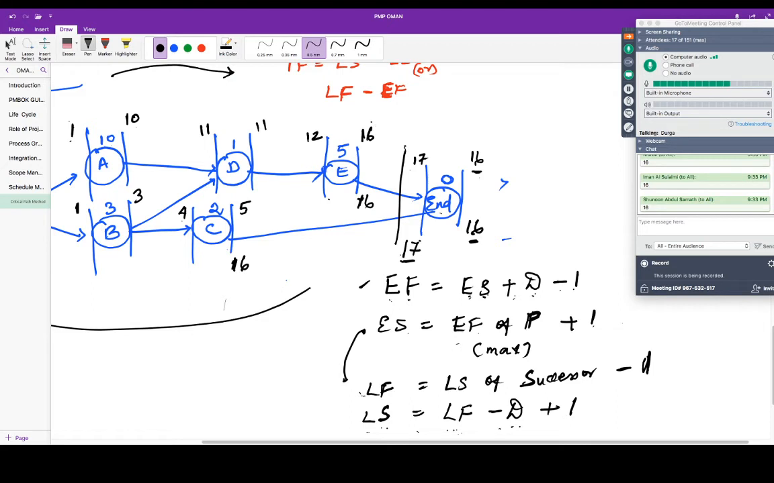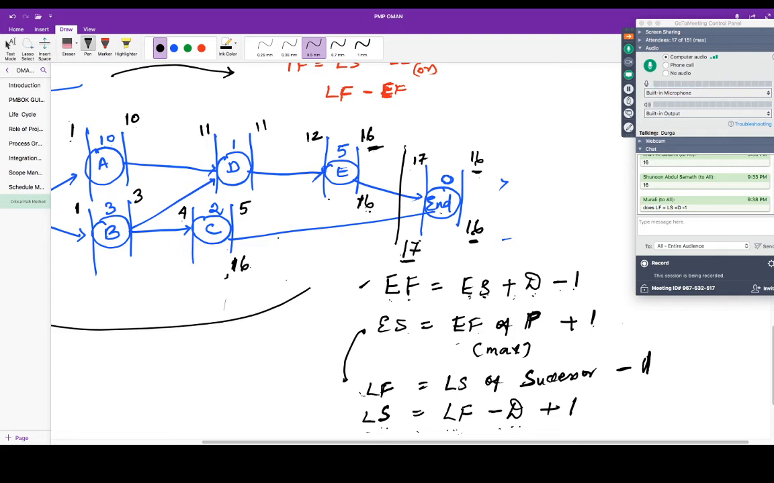Then ensure that whichever activity has the largest duration, that activity's early finish will be added as the late finish of all the last activities. Here we have two last activities, E and C. E has the highest early finish, 16. The other last activity's early finish is 5. So which is greater? 16. So you just put 16 everywhere. If you can do that without any mistake, then you don't have to worry about the end milestone.